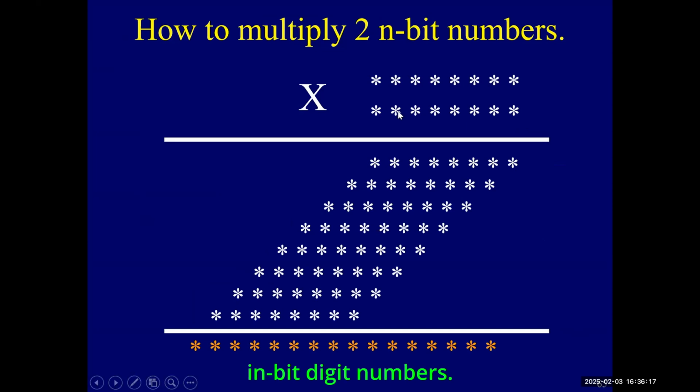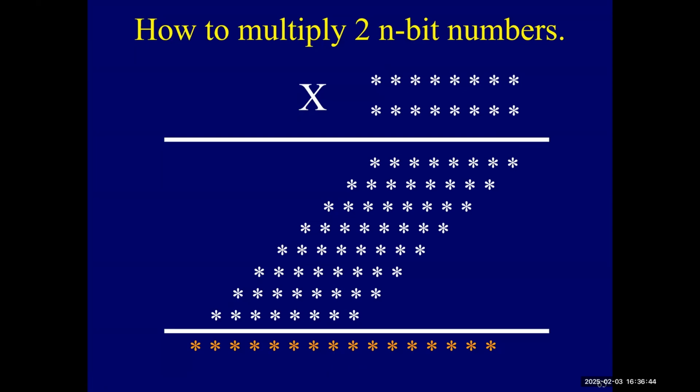Again, we have two n-digit numbers. They could be in bits, they could be in decimals. And basically, how do you do it? You take this number and multiply it by all of those, and you write it here. Then you take this number and multiply it by all of those and write it here. It's shifted, right? Bottom line is every digit here gets multiplied by every digit here. This is the high school algorithm.